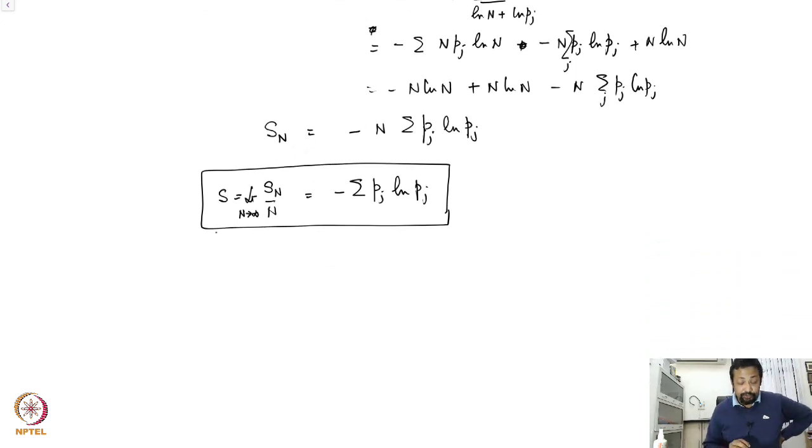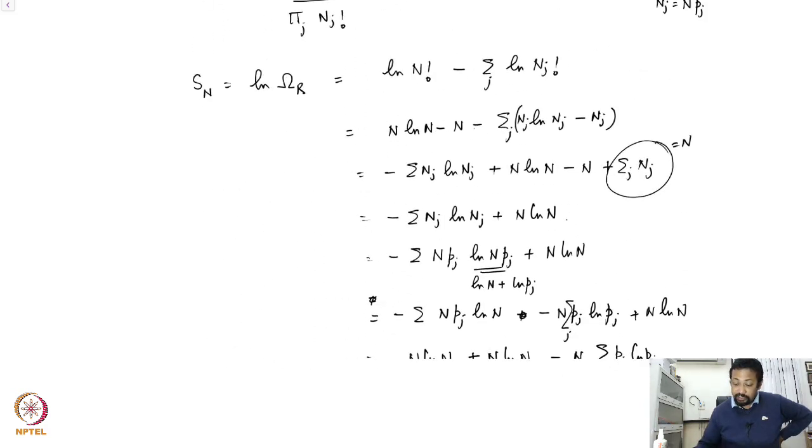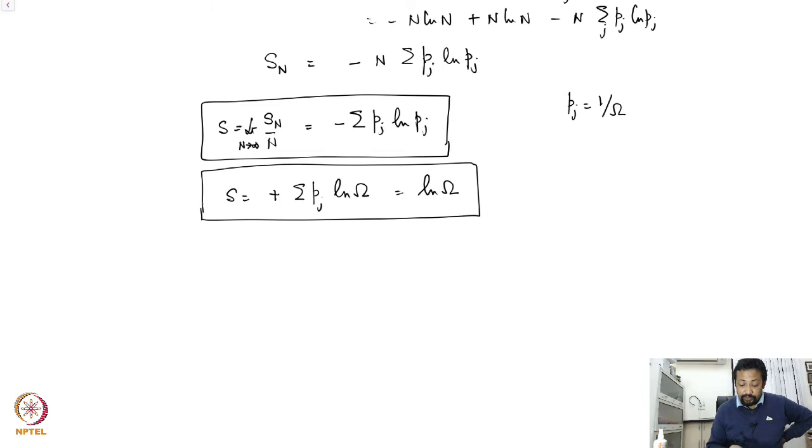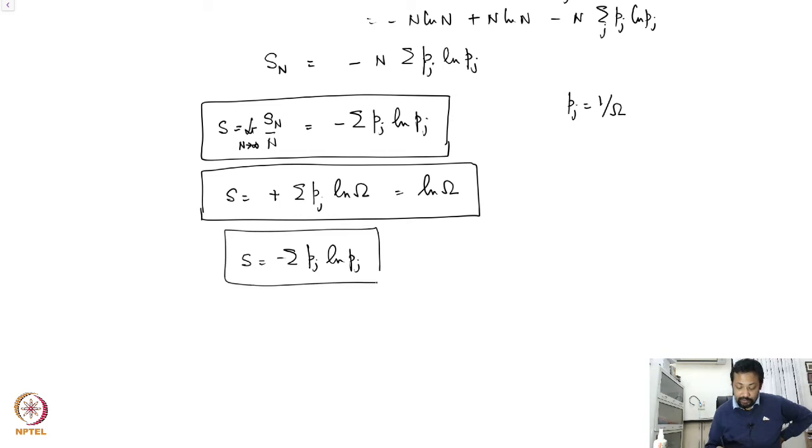If I now want to see whether I'm right in doing that, I can always take pj as 1 by omega, so that S becomes minus, we will keep the sum over pj here, ln omega, which is ln omega. So we recovered the earlier result for equal a priori probability that we had derived before. So the general expression for the uncertainty associated with the outcomes is minus sum pj ln pj, right? As we shall see, this has a very, very deep connection to statistical mechanics.